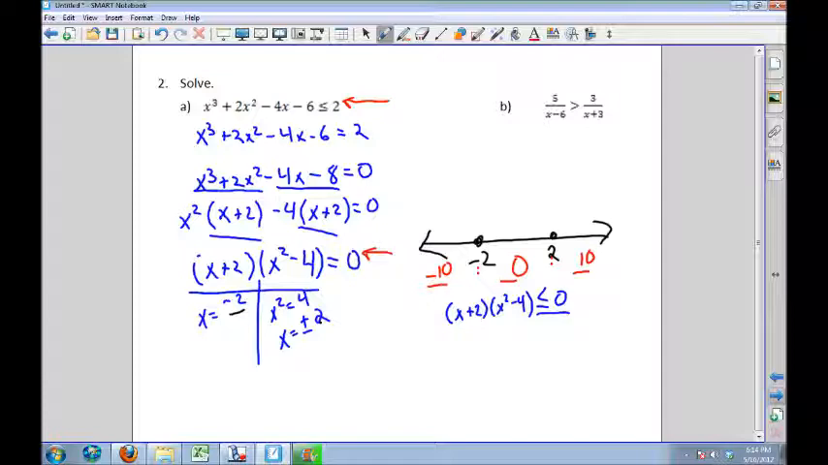If I plug in -10 first, -10 plus 2 would be -8. This is negative. -10 squared is 100, minus 4 is 96, which is positive. A negative times a positive is a negative number, which is less than 0. So values in this interval would work. Next I'm going to check 0, my middle value. 0 plus 2 is 2. 0 squared minus 4 is -4. This is a positive and a negative number, which together make a negative number, which is less than 0. So these values would also work.